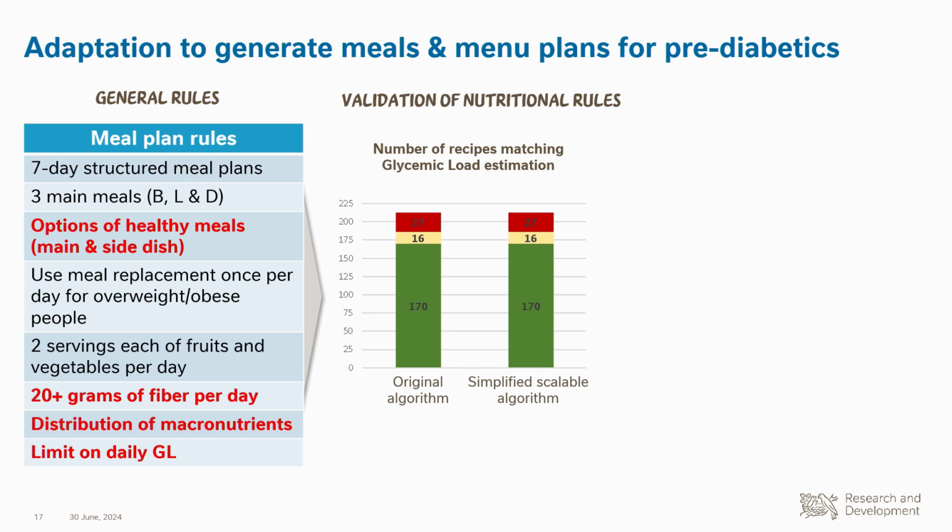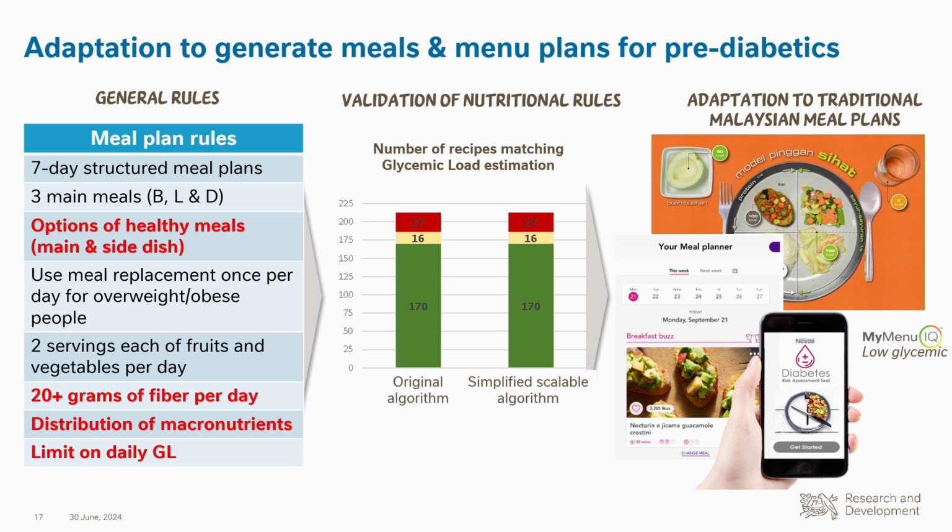In terms of validation, what is important is to see what we get from such an algorithm. What you see here is the original algorithm that was used for the product development, and then the simplified scalable algorithm. Both algorithms, even the simplified one, allow us to characterize the glycemic load at the same level. So we have the same recipes characterized as either low, medium, or high glycemic load, which is very good and reassuring.